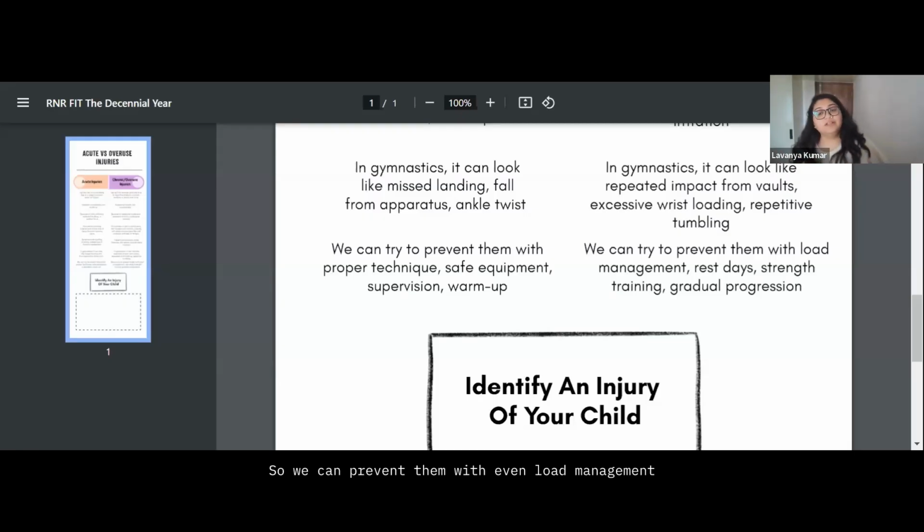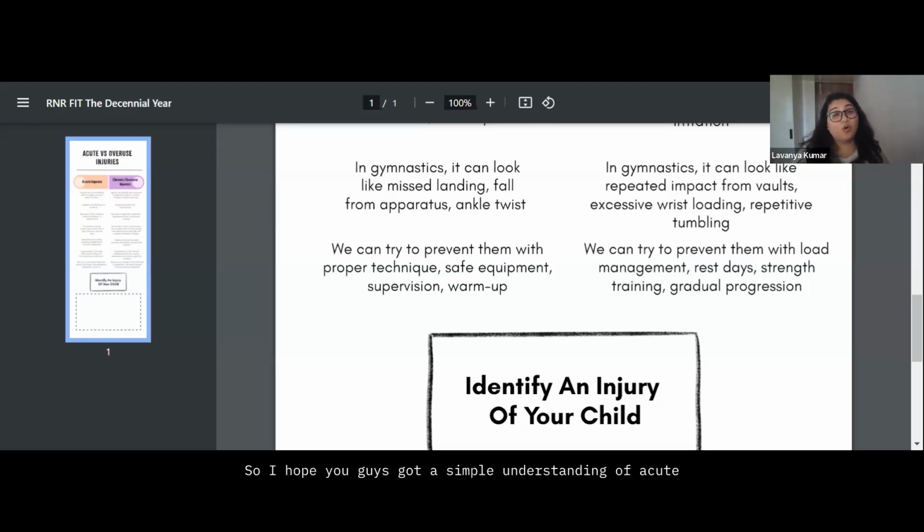We can also prevent them with load management. For chronic pain, we need to make sure the loads we're giving our athletes are not the same on an everyday basis. Good micro and macro cycles have to be taken care of. If that happens, it's a lot easier for us to manage this, or rather prevent it completely. Good rest days and strength training are super important. Without strength, you will not be able to do skills, and gradual progression of both strength training and skills training is important.